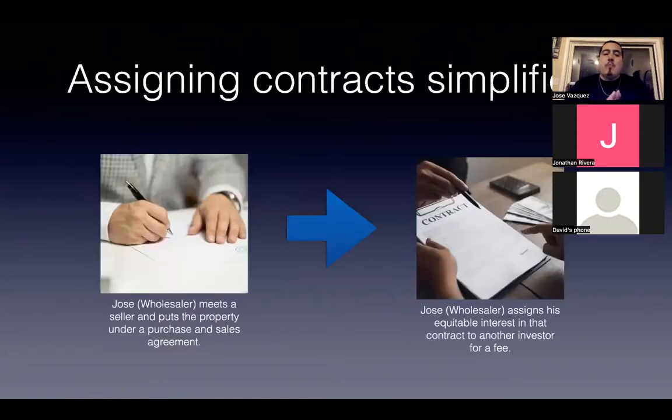So anyway, pretty much simplified, assigning a contract is as follows. Jose, a wholesaler, meets a seller, right? Seller of 123 Main Street, and puts the property under a purchase and sales agreement. After he puts the property under a purchase and sale agreement, he assigns his equitable interest in that contract to another investor for a fee. Again, it's that simple. It's putting the property under contract and assigning that contract to another investor for a fee.